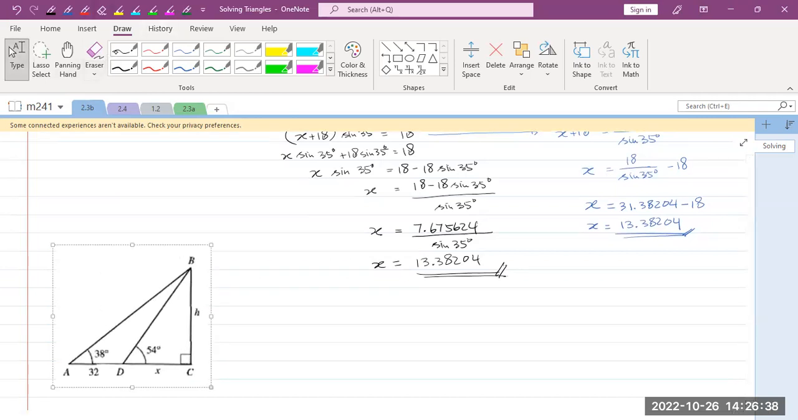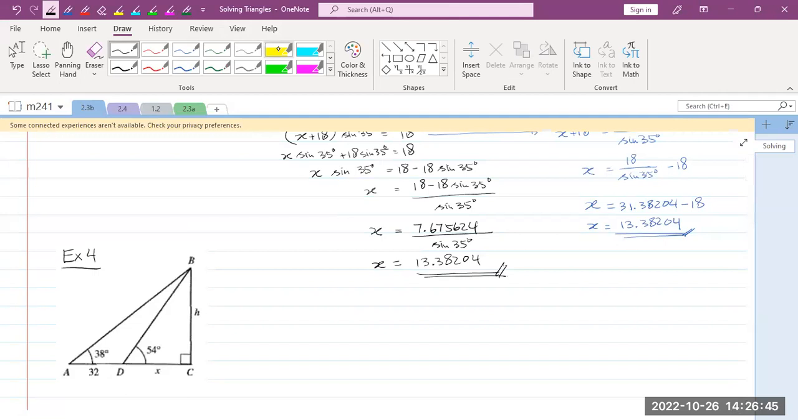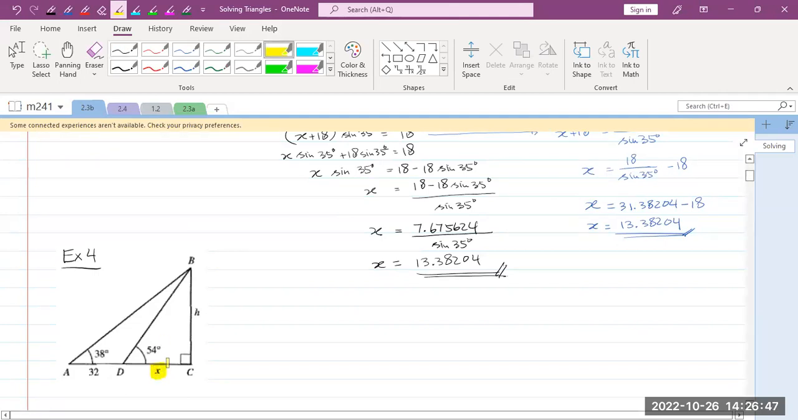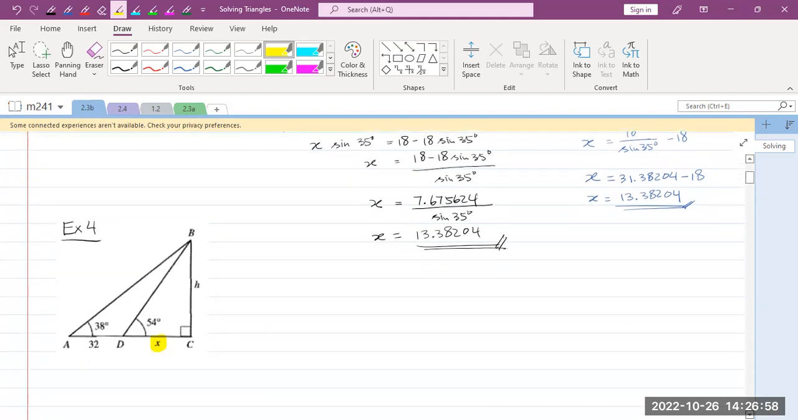You need to do more exercises, of course. Example 4 from our textbook. We have this diagram where we need to solve for x. Again, we are dealing with right triangles. If you have a complicated diagram, try to break it up into smaller, simpler right triangles. The first one I can show you here is triangle ACB.